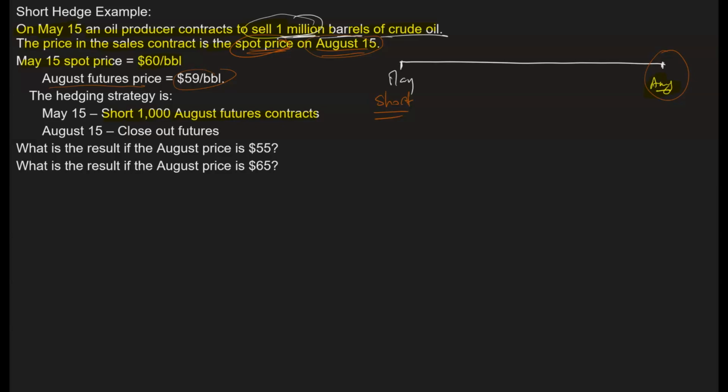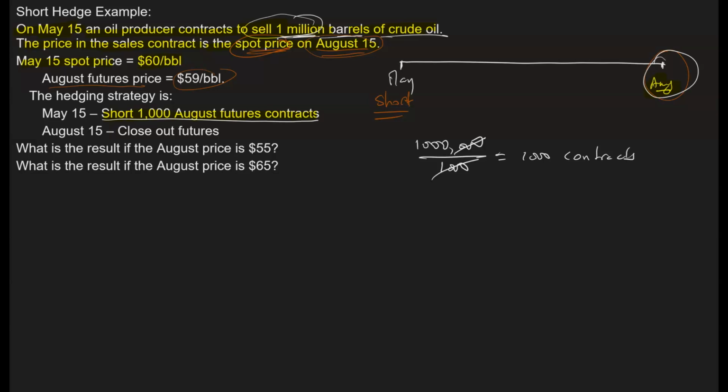So each contract in this case is going to be worth 1,000 barrels, right? So we need to sell 1 million barrels, and each contract is for 1,000, which means that we need 1,000 contracts. And that's what we have here, 1,000 contracts. In August, just like with the long futures, we're going to close out our position. And we're going to close our position in August at the futures price in August.